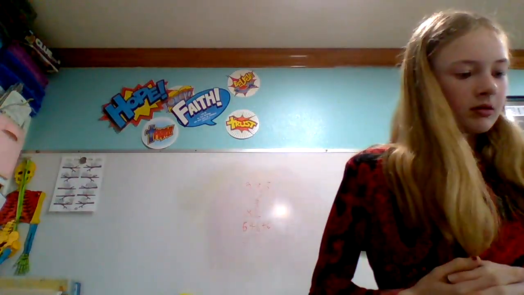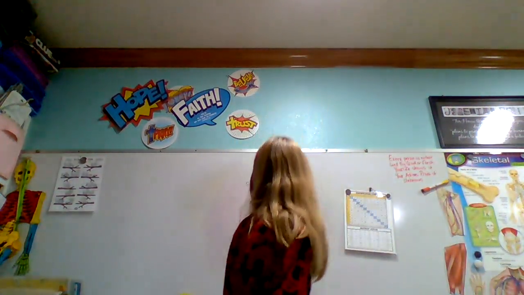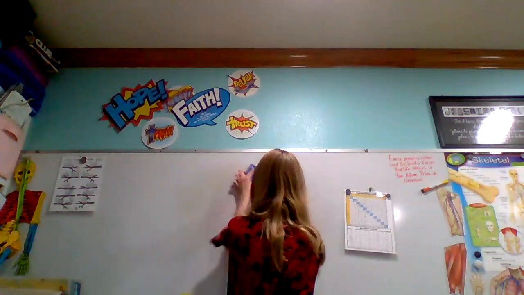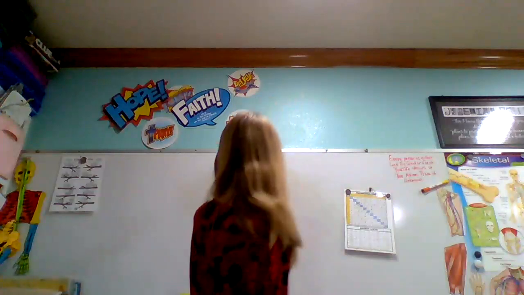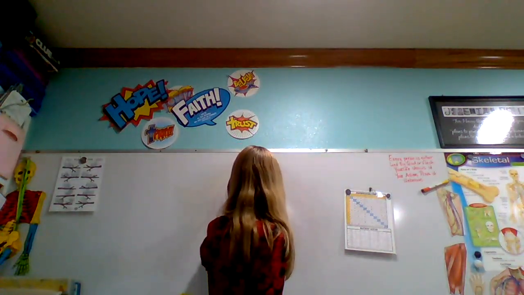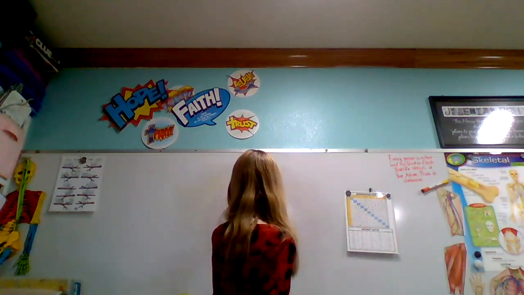Let's do 3 problems together on the board. The first problem we are going to do is 4 times 17. This is not going to be able to be checked by the multiplication chart because it only goes to 12, not 17.